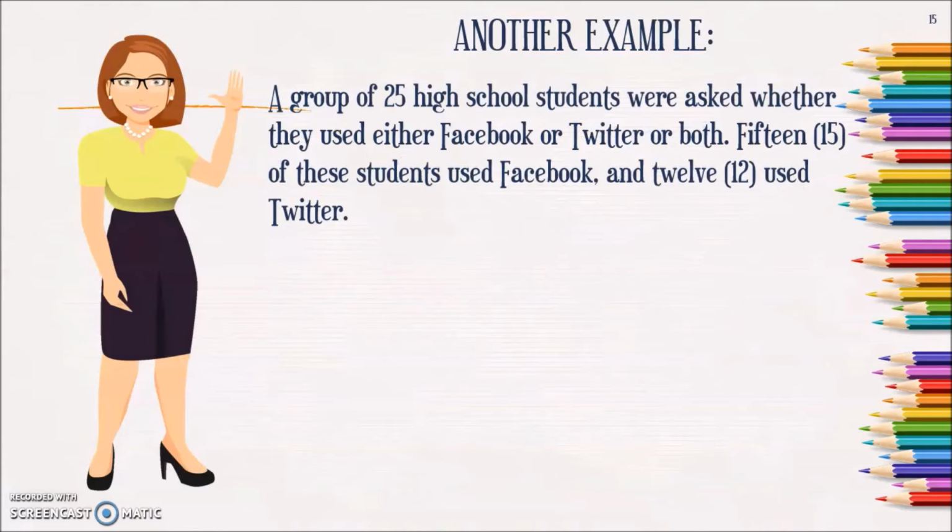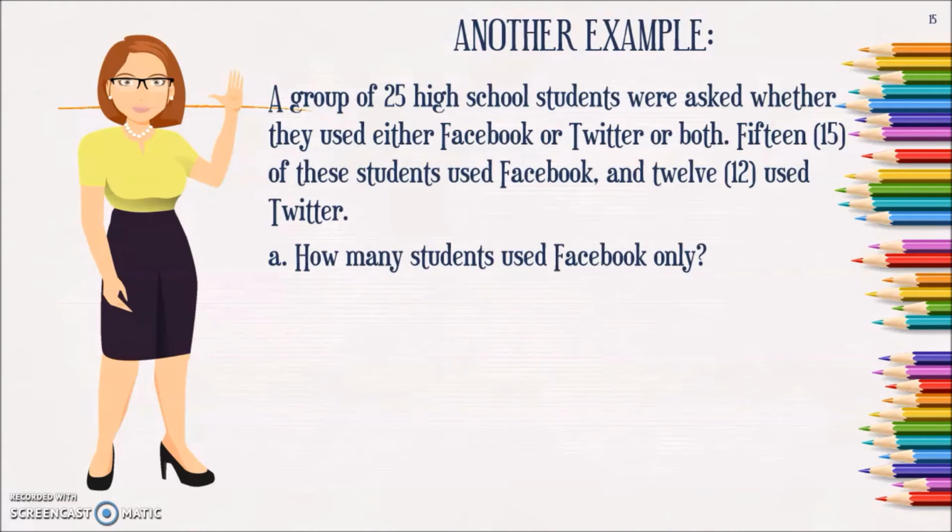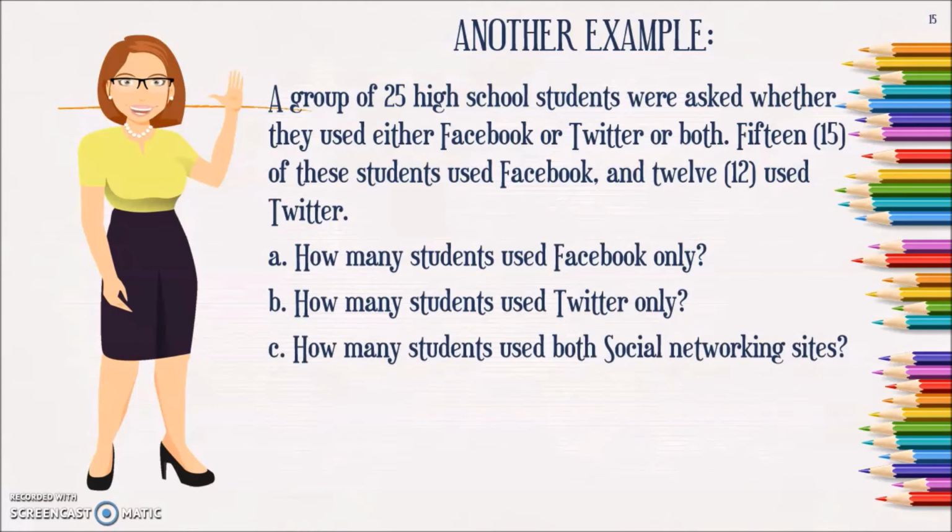So, another example. A group of 25 high school students were asked whether they used either Facebook or Twitter or both. 15 of these students used Facebook and 12 used Twitter. The questions are: letter A, how many students use Facebook only? Letter B, how many students use Twitter only? And letter C, how many students use both social networking sites?